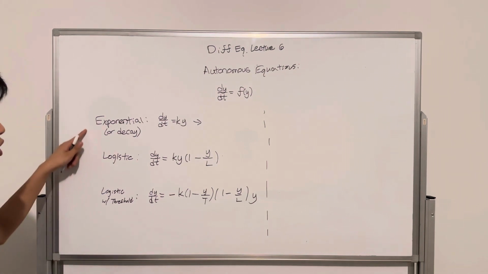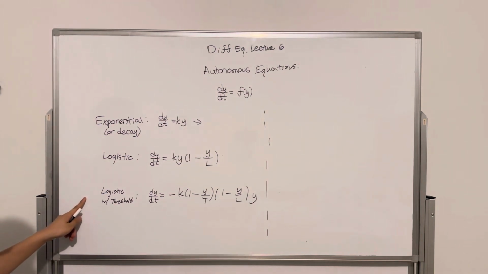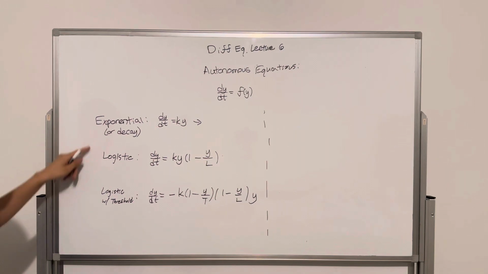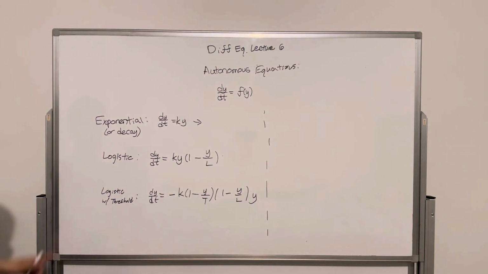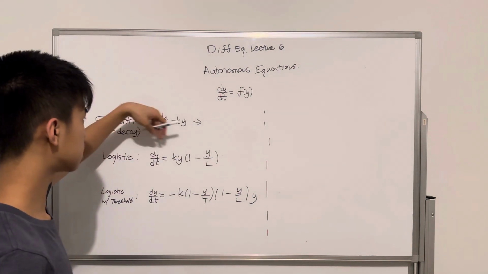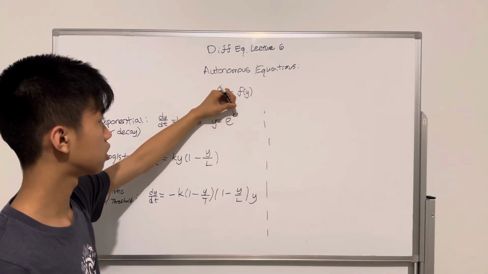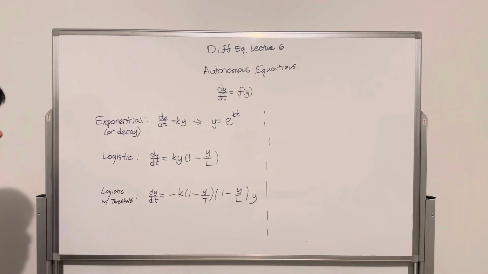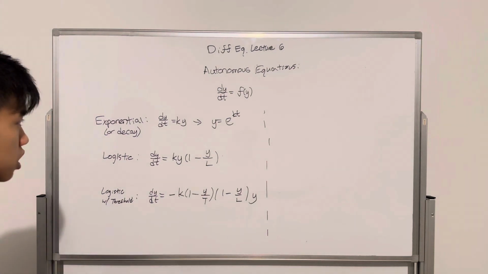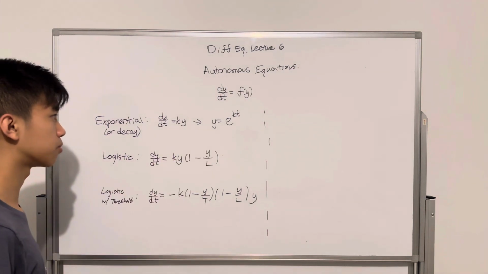Okay, now let's just cover the 3 types of autonomous equations we'll be covering. So the first one is exponential growth or exponential decay. If you just look at this differential equation, it's rather simple, and just solving it using separation of variables or other methods that we'll figure out in later videos, we get y equals e to the kt power.